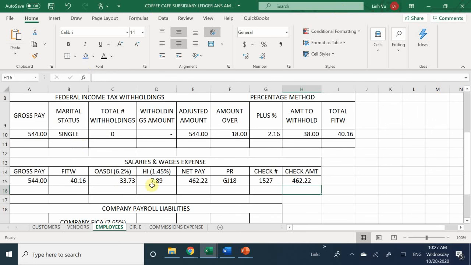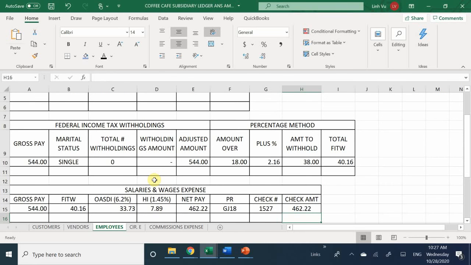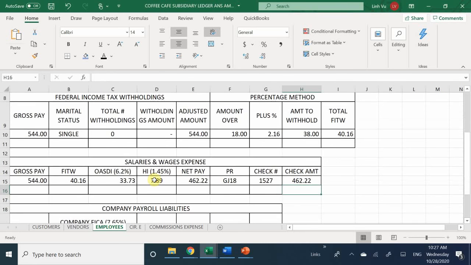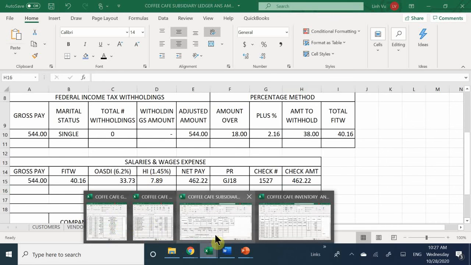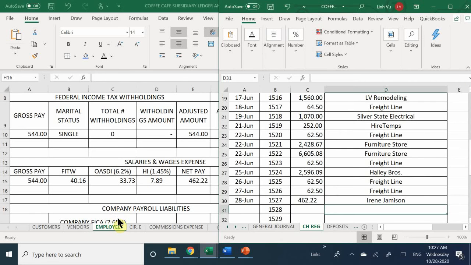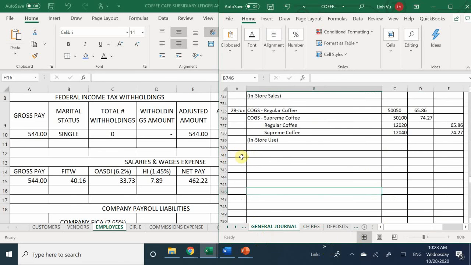And that is how you calculate the employee paycheck. So let's go ahead and journalize that portion first, and then we have to calculate what it costs us to employ Irene. So how are we going to journalize this?